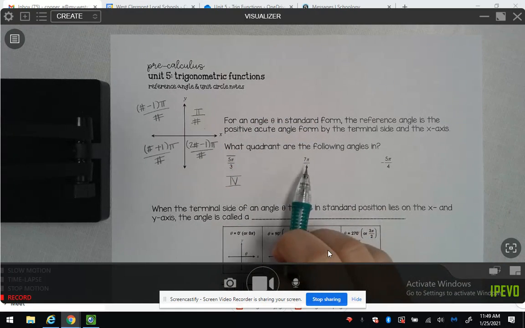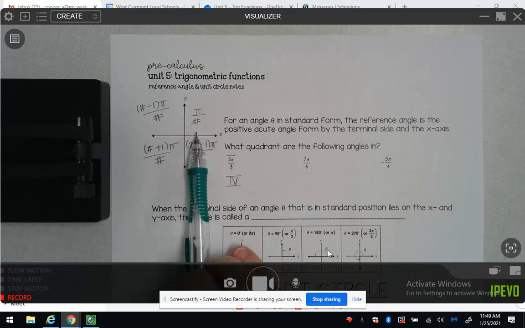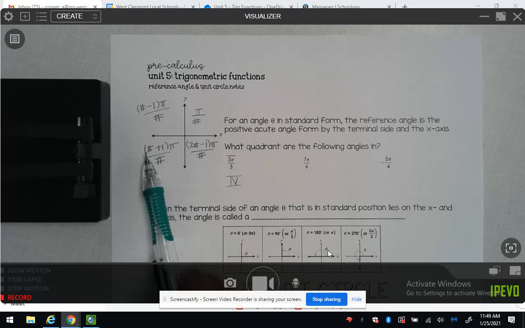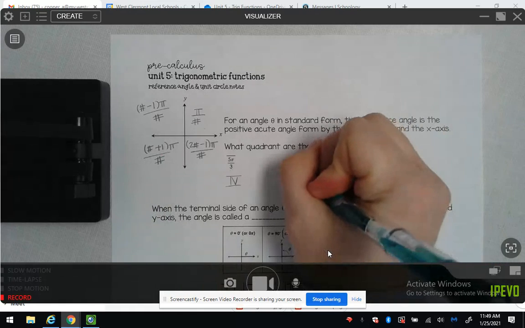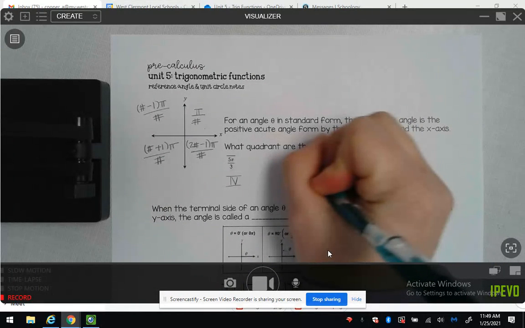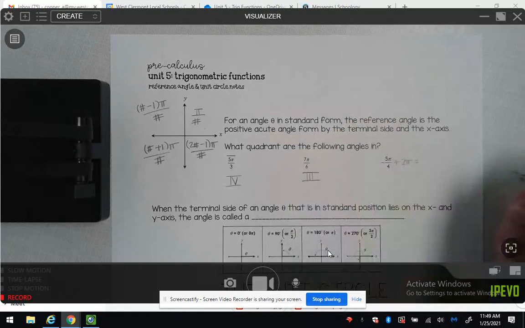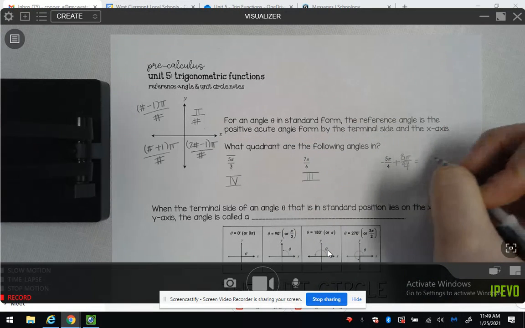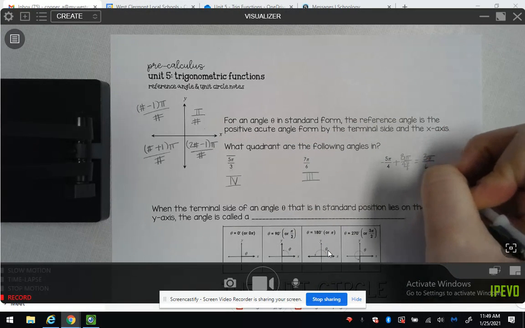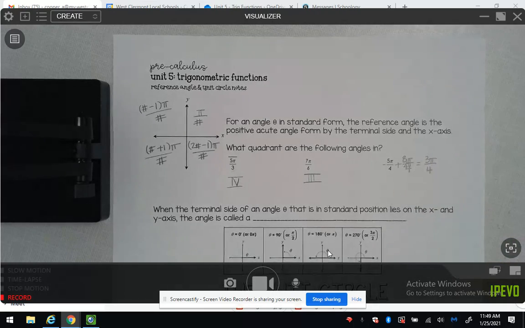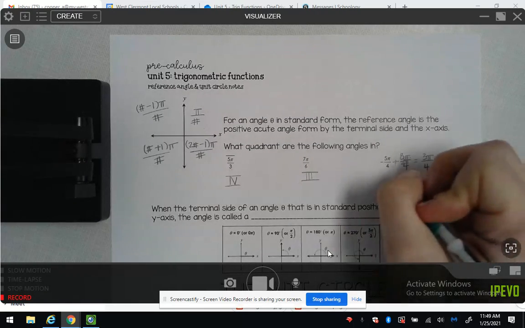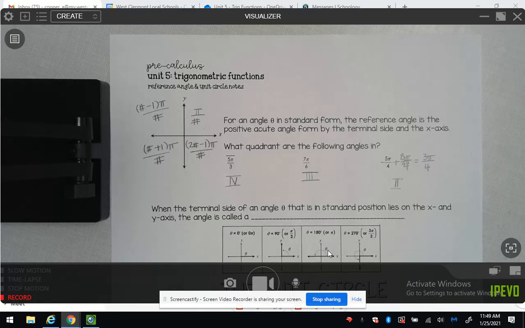Okay? 7 pi over 6. So it's not quadrant 1. 5 pi over 6 would be quadrant 2. 7 pi over 6 is 1 more than my denominator. That is quadrant 3. For this last one, you need to get the coterminal angle, so you need to add 2 pi. So it becomes 8 pi over 4. So this is the same as 3 pi over 4. 3 is 1 less than 4, so that means I'm in quadrant 2.